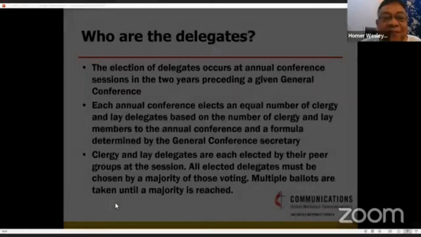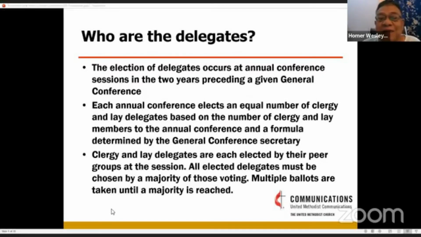Okay, next slide. The election of delegates occurs at the annual conference, 2 years preceding the General Conference. Then each annual conference elects an equal number of clergy and lay delegates. And then clergy and lay delegates are each elected by their peer groups at the session. All elected delegates must be chosen by a majority of those voting. Or multiple ballots are taken until a majority is elected. Totoo yan. Kaya mahirap din nagpa-elect na delegado. Okay, next.